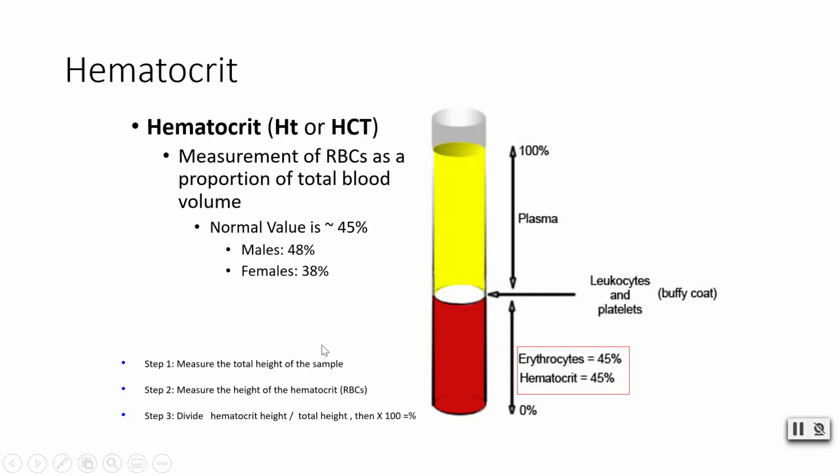But we can calculate this percentage. So if we were to measure the height of the entire sample, including all 3 layers, and then just measure the height of the red cells, you can divide how tall the red cells are compared to the total height. And then if you multiply by 100, that gives you your percentage. So again, normal hematocrit should be around 45%.